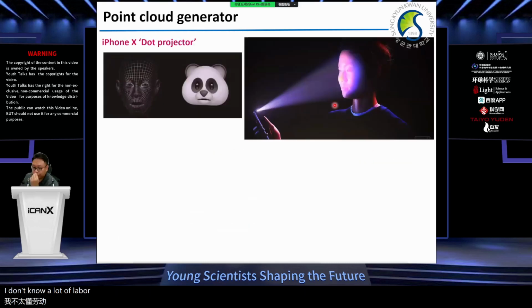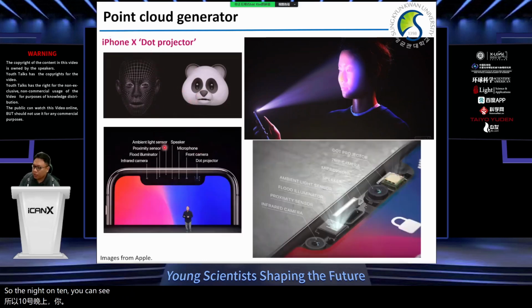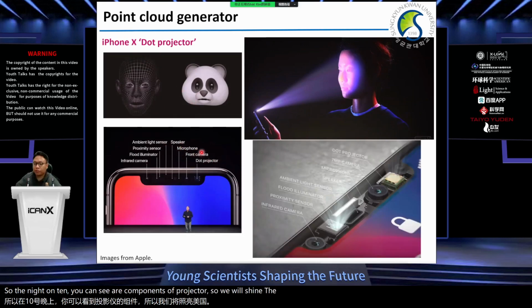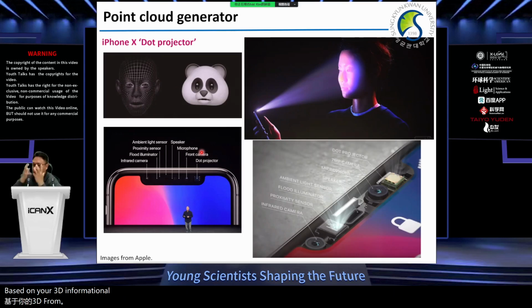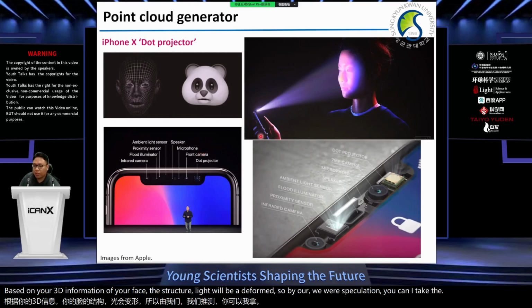And also there is another way to extract the depths. This is basically the structured light illumination method. In iPhone 10, you can see the components of that projector. It will shine the structured light onto your face. Then based on the 3D information of your face, the structured light will be deformed. So by reverse calculation, you can calculate the 3D depth information.